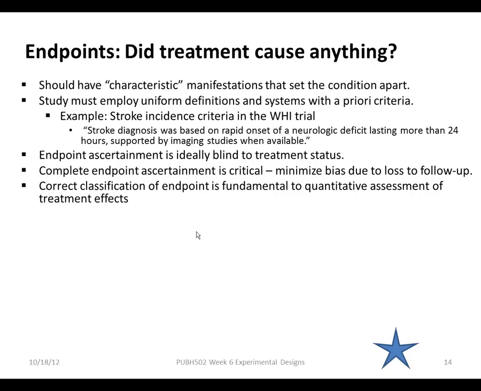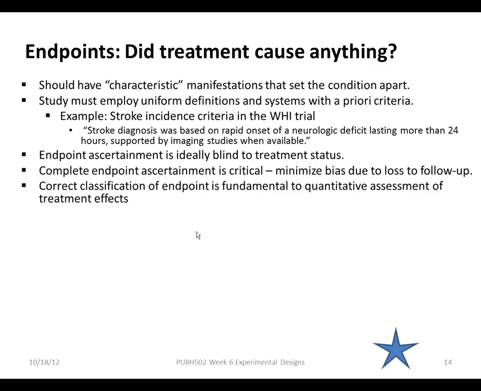Endpoints. So we talk about endpoints a lot, again, in randomized trials. And what are we talking about? We basically want to know, did the treatment cause something to happen? What is the outcome? It's basically another word for outcome at the end of the trial. And depending on what kind of endpoints we're interested in, if they're clinical or behavioral, we hope that they'll have very characteristic manifestations so that they're easy to recognize. If we have a vague, generalized endpoint, we're going to have a lot of messy, noisy data.